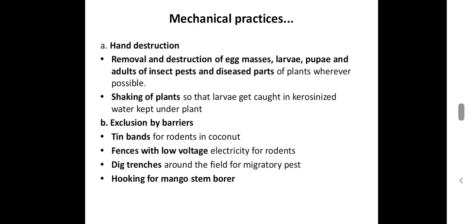That means some barriers are created between the host plant and the pest. For example, in case of coconut, tin bands are installed against the rodents. Also for rodents, fences with low voltage electricity are provided that will act as a barrier. Then for migratory pests, trenches are dug around the field so that the pest will not travel and cause much damage. Then against stem borer, hooking is done.